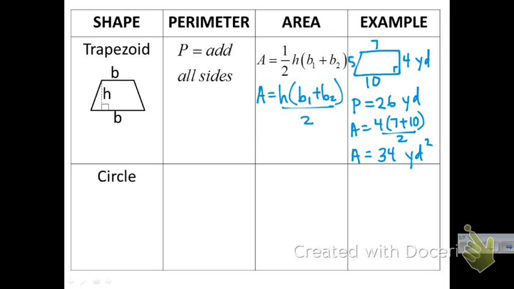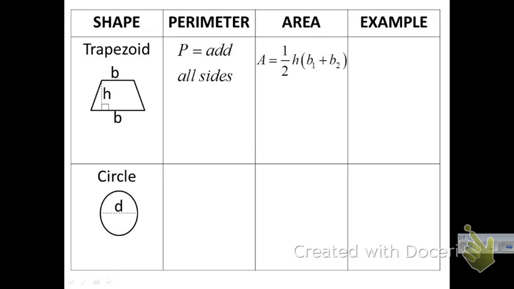Alright, circle is our last one. So here's our circle. Mine looks more like an egg, but that's because of my computer. Anyway, this D represents our diameter. Remember that the diameter goes all the way across the circle.